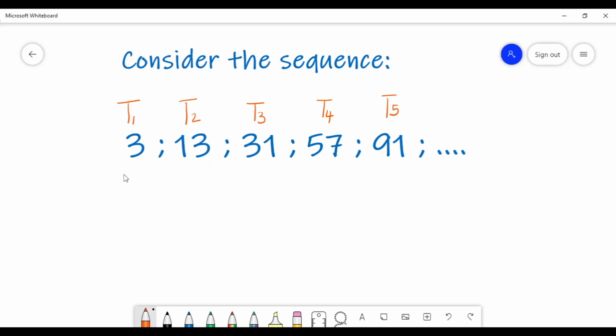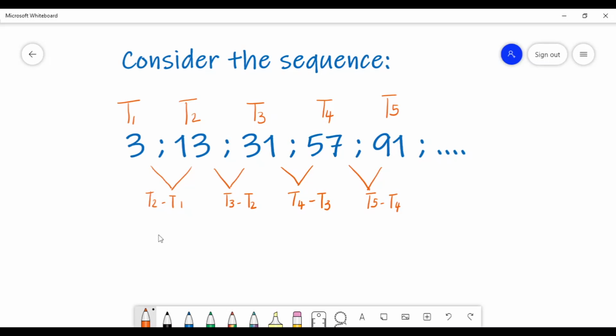So what we need to do is take term 2 and minus term 1 and see what value we get. Term 3, minus term 2 and see what value you get. Term 4, minus term 3 and see what value we get. And term 5, minus term 4 and see what value we get.